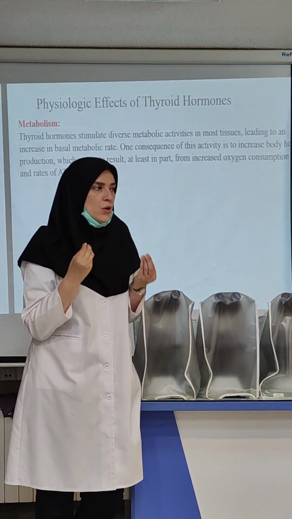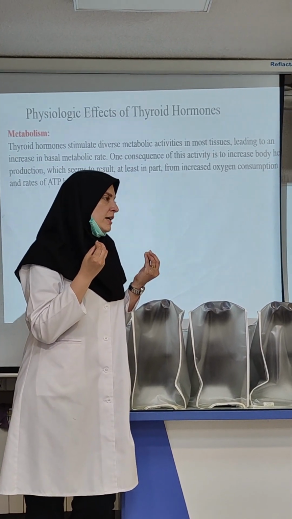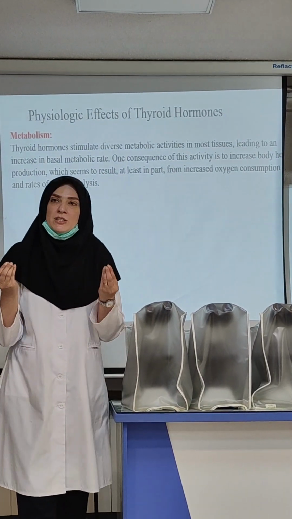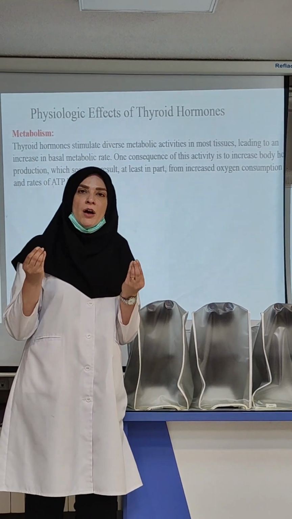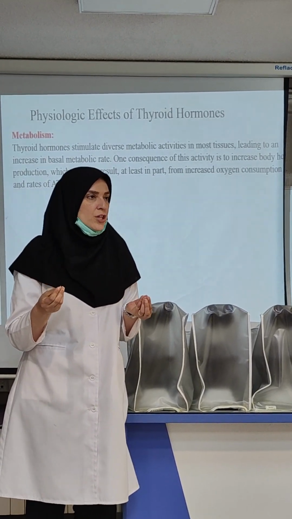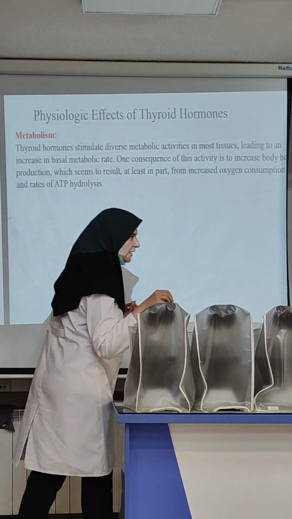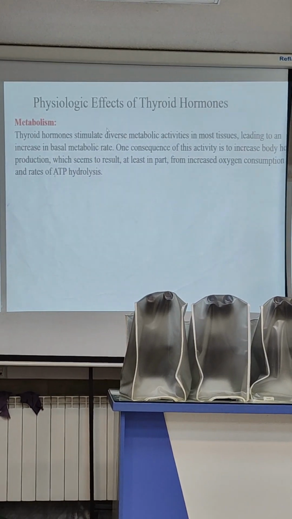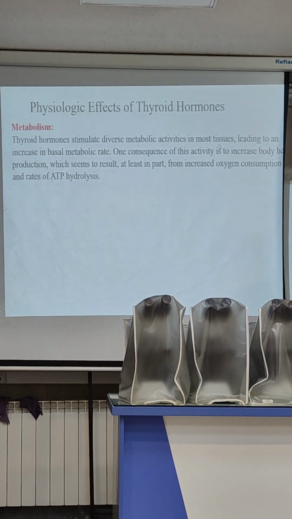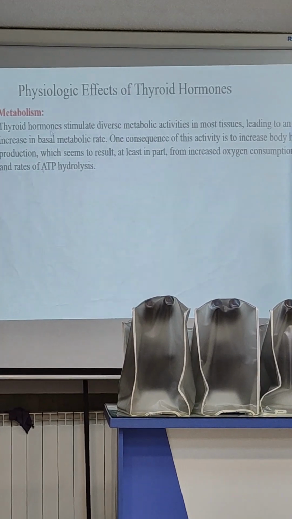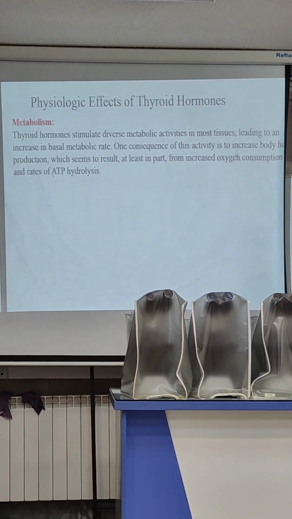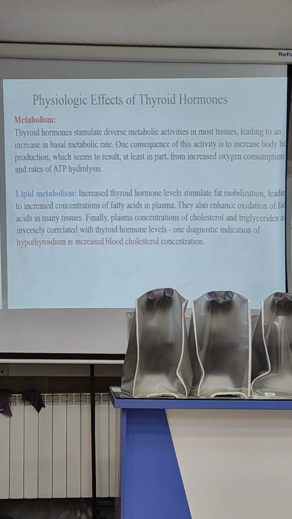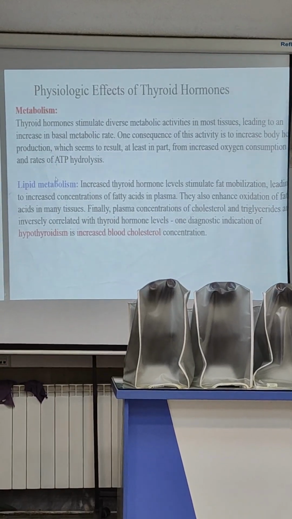So you should know that all systems and all metabolic pathways can be affected by thyroid hormone. So it's better to consider thyroid hormone as part of a routine checkup, because it can affect any part of the body. As I mentioned, they can stimulate diverse metabolic activity and increase the basal metabolic rate. For example, they can increase body heat production and also increase the hydrolysis of ATP.